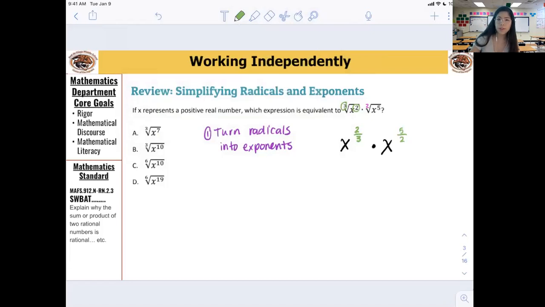Well, now what do I do between these two exponents? Should I be adding them, multiplying, subtracting? What should I do? Add. Good. In this case, we're going to add the exponents.